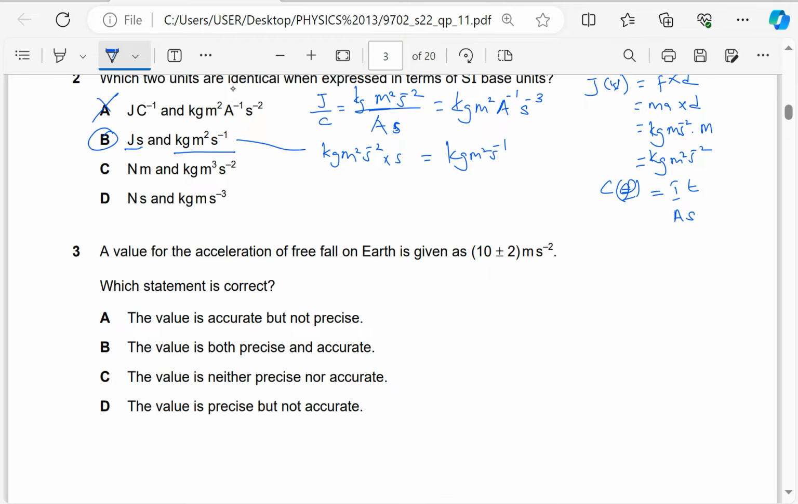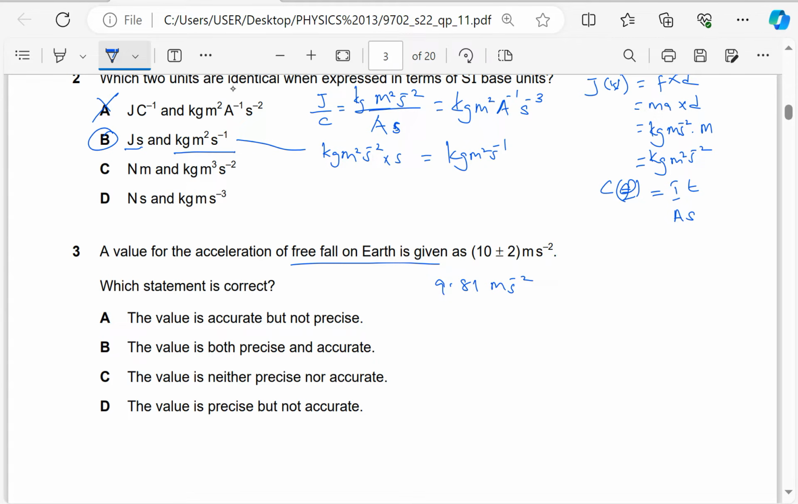The value for the acceleration of free fall on Earth is given as 10 plus or minus 2 meters per second squared. Which statement is correct? The value is accurate but not precise. Of course, we know that the acceleration of free fall is supposed to be 9.81 meters per second squared.